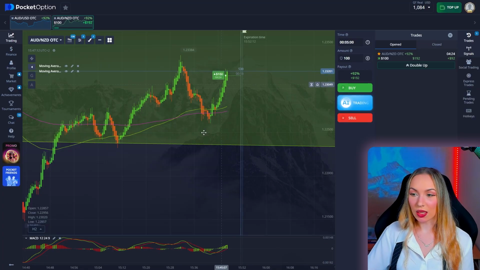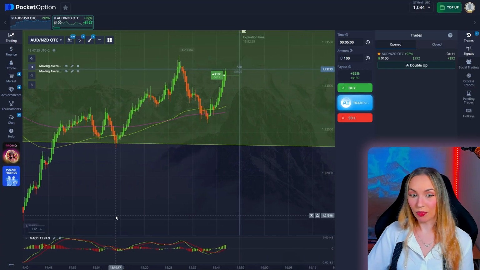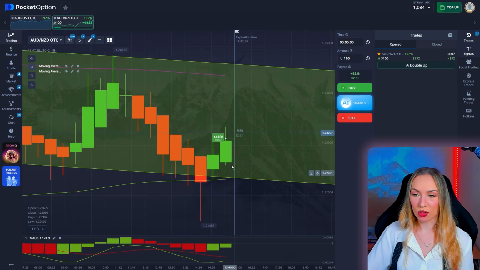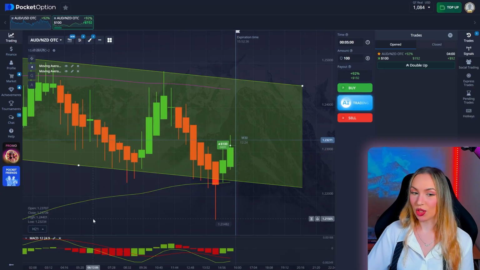I entered in this one a little bit too late. I would prefer to enter somewhere here, and I opened the trade here, but I believe that the price right now has enough power to go up closer to the middle of the channel. So somewhere here false signals can appear. Right now I believe that we are safe.